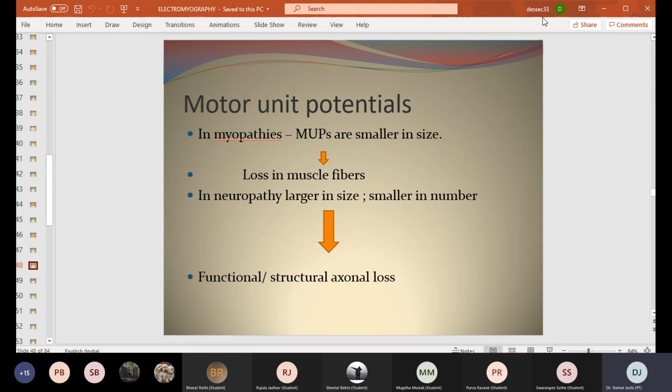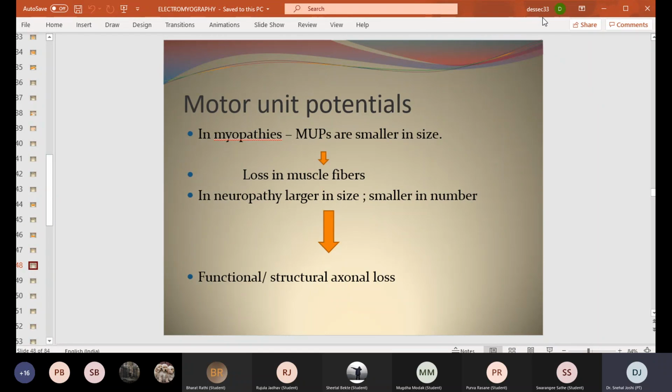In case of neuropathy or neurogenic lesion, they are larger in size. Now why does it happen is there are the units, motor units are smaller in number, meaning the alpha motor neuron, the axons are going to be smaller in number. They have to supply a large number of, or whatever remaining, muscle fibers. So definitely there is not going to be a lot of synchrony.